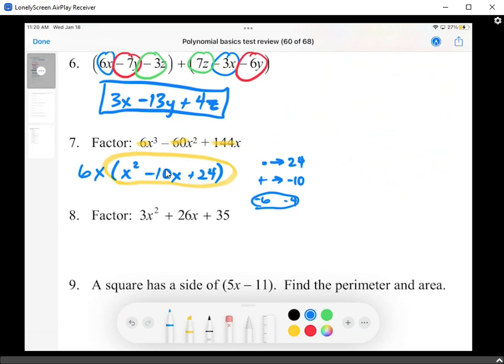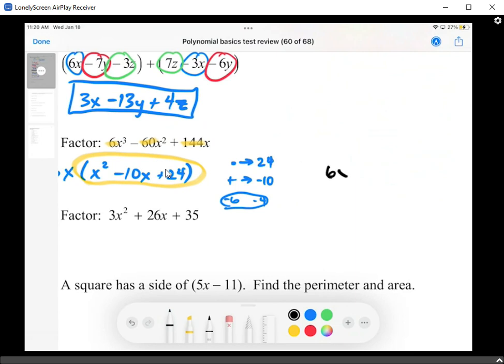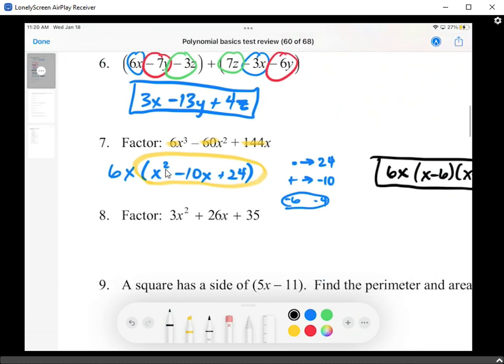So what I can do is convert that thing that I wrote down at the beginning for our final answer. We've got 6x. That's still going to be out at the front. But now we've got x minus 6 and x minus 4. So we end up with 3 different factors right there. For our final answer, we end up with 3 factors instead of just the 2.